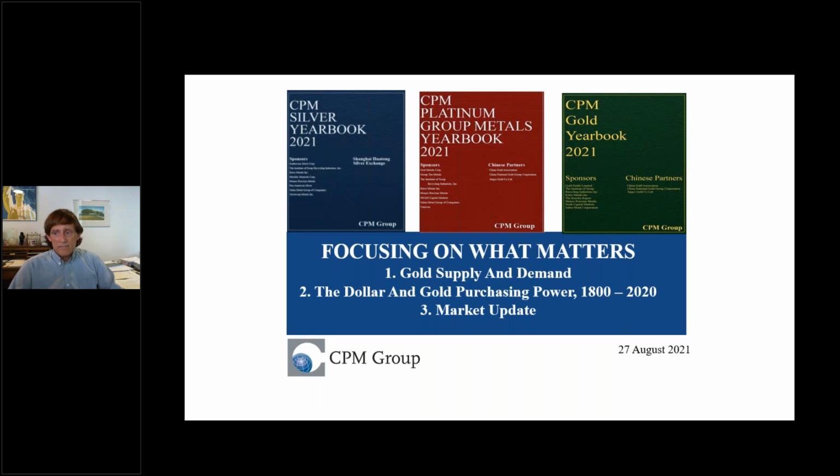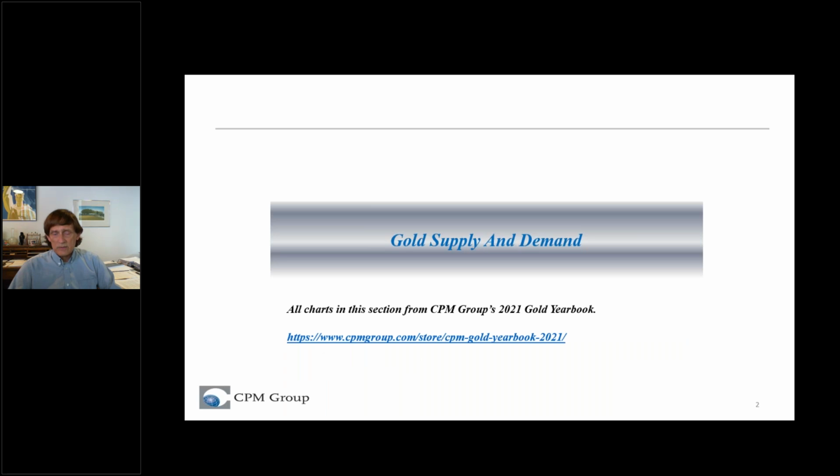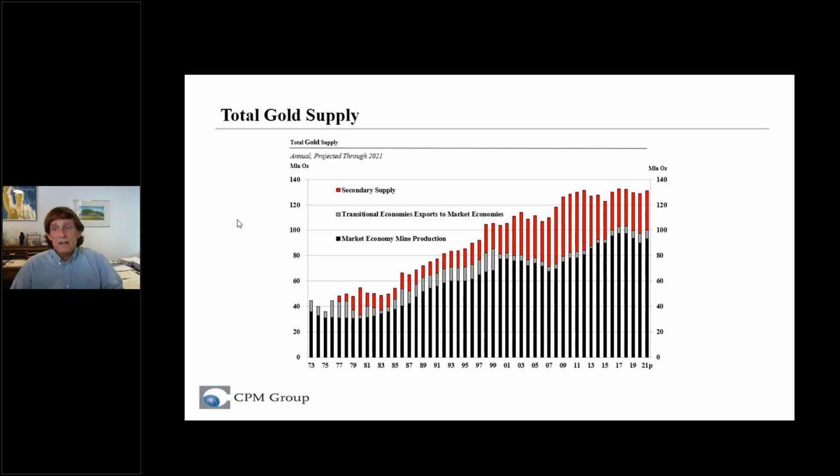So that's the schedule for today. Got a couple of the pieces of dirty work out of the way. So gold supply and demand. I've got a number of slides here I'm going to run through. They're all from our gold yearbook, which came out in March. You can buy it on our website for $160. And not only can you see the charts, perhaps better quality, but you can also read the text that explains them.